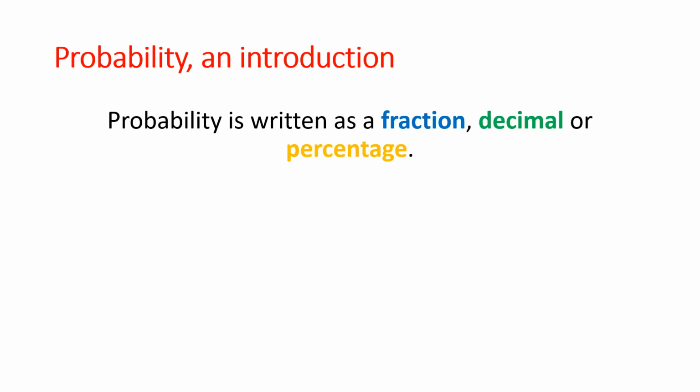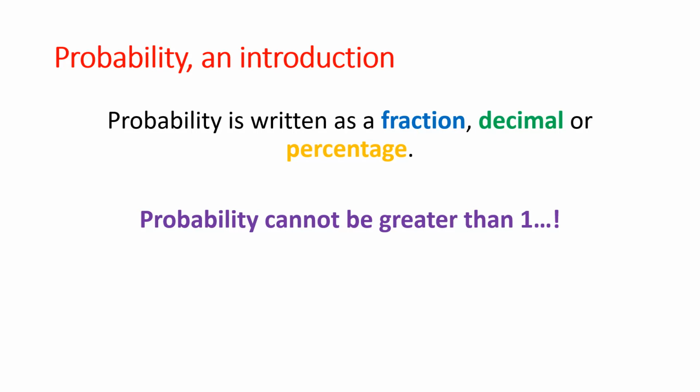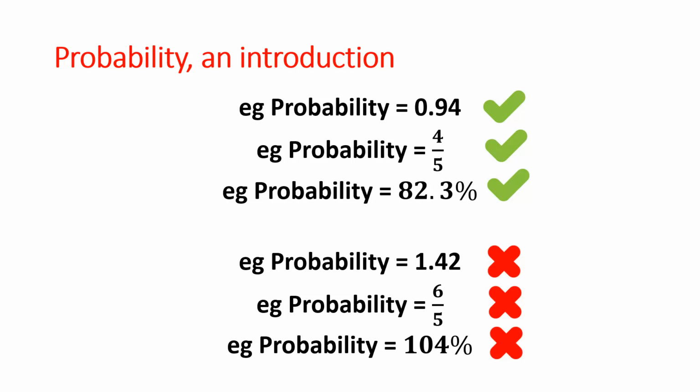Now, probability can be written as a fraction, a decimal, or a percentage. And it cannot be greater than the number 1, or 100%. So, take a look at some examples. Here, anything that is less than 1 or less than 100% is okay, but anything greater than 1 or greater than 100% is not okay.